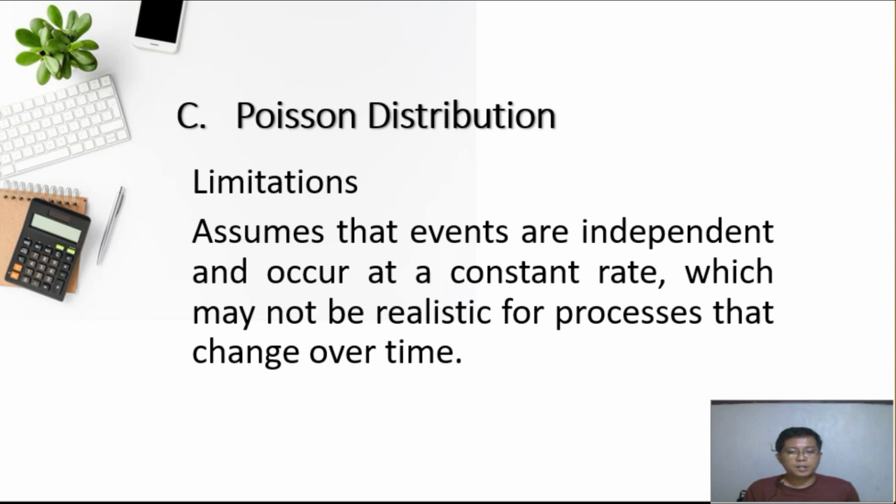In other words, if the average rate, for instance, is 10 emails per hour, the model assumes that this rate does not change. However, in reality, the rate of incoming emails might vary throughout the day. For example, someone might receive many more emails during work hours compared to late at night. So that's the limitation of this type of distribution.